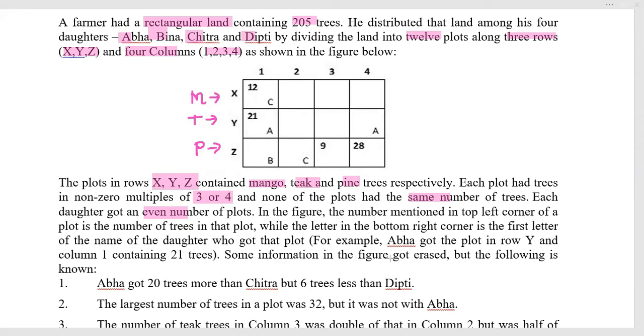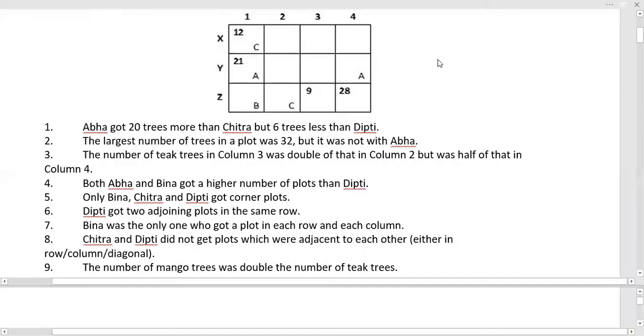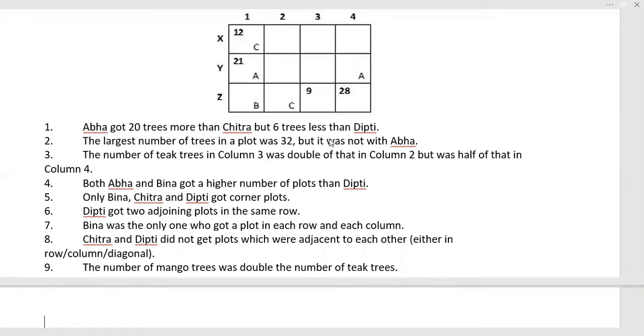Some information in this figure got erased, but the following is known. To get that information, let us keep all the table and all of the data together. Now we have taken that table and the data that we need to feed. Abha got 20 trees more than Chitra, but 6 trees less than Deepti. The information we can take like that.